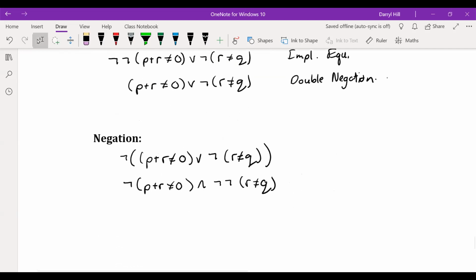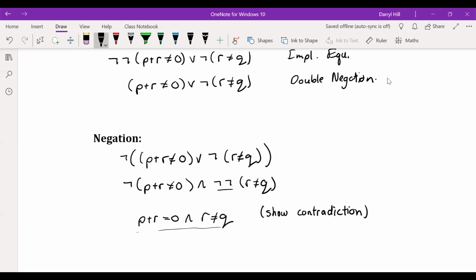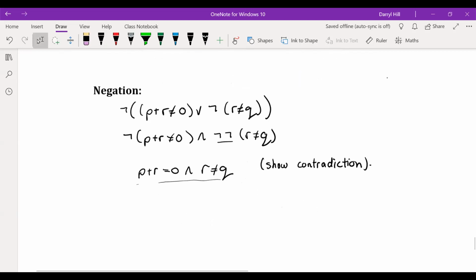And then we end up with, so this not P plus R not equal to 0 is equivalent to P plus R equals 0. And we could take the double negation here and say R not equal to Q. So we want to try and prove this and show that we come up with a contradiction, right? So now we're combining a few things together to do this. So yeah, 1, P plus R equals 0, and R is not equal to Q. It's our assumption.